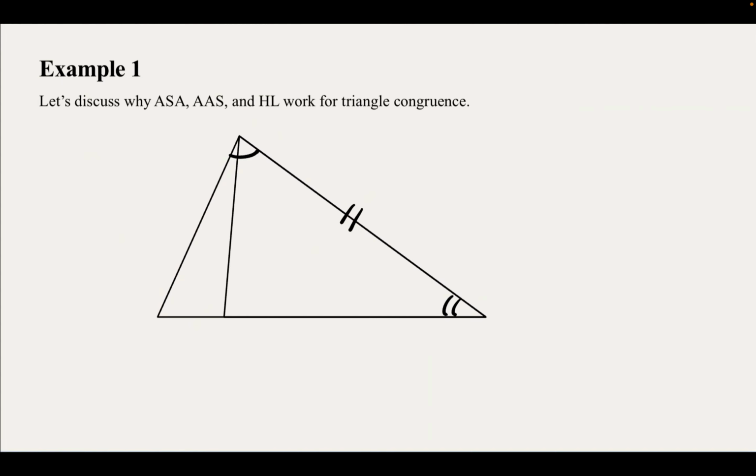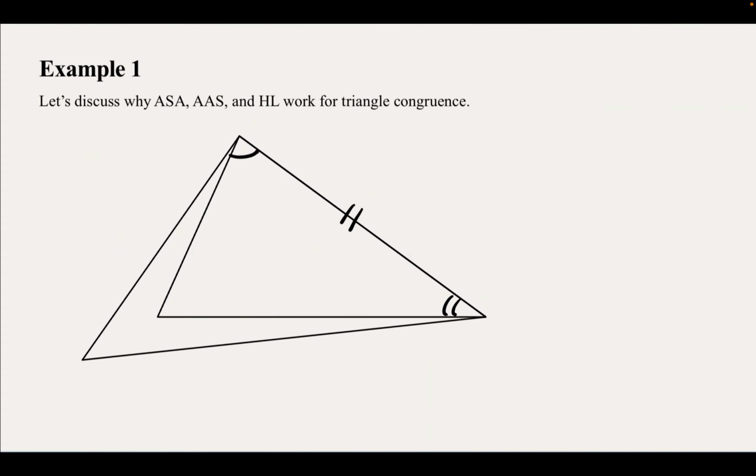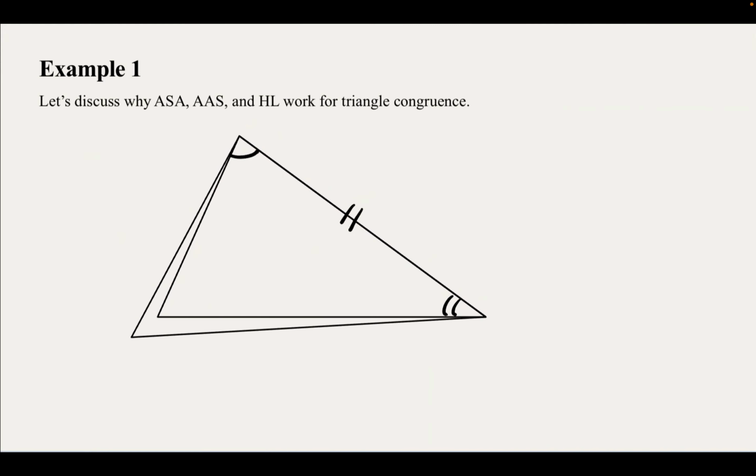What if I move it inside the triangle? All right, now both of my angles changed, and that's not good. And if I take it outside my triangle, again, both of my angles changed. The only way to keep those three congruent statements congruent is to have this exact same triangle. So congruence, ASA, will always work.